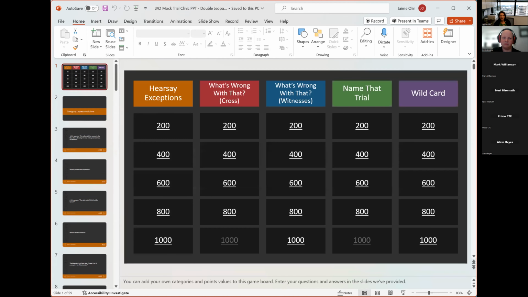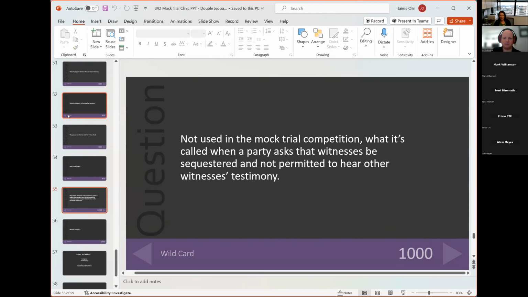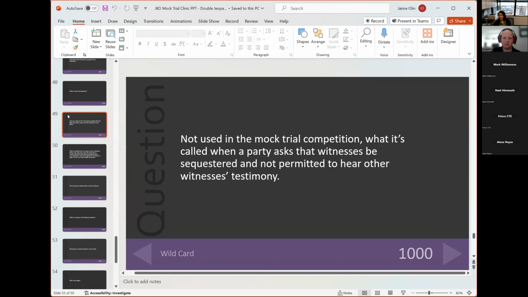Okay, back to our board. Who's picking next? I think that's me. So let's do wild card for 1,000. Okay. So not used in the mock trial competition. What's it called when a party asks that witnesses be sequestered and not permitted to hear other witnesses' testimony? So this is a true wild card because it is not anything that happens during mock trial.